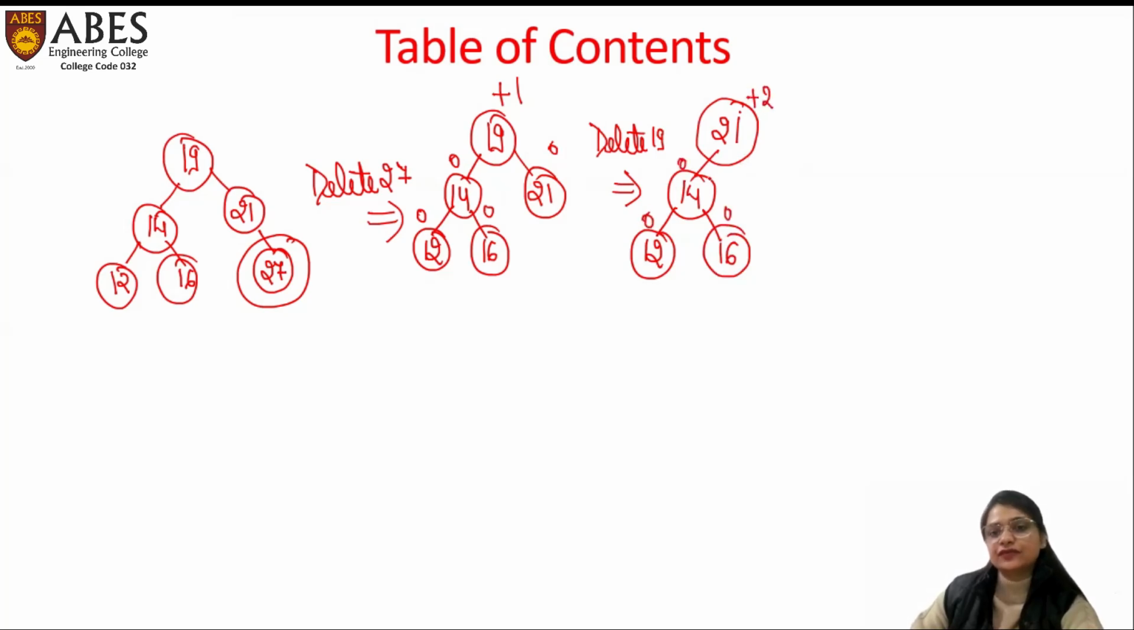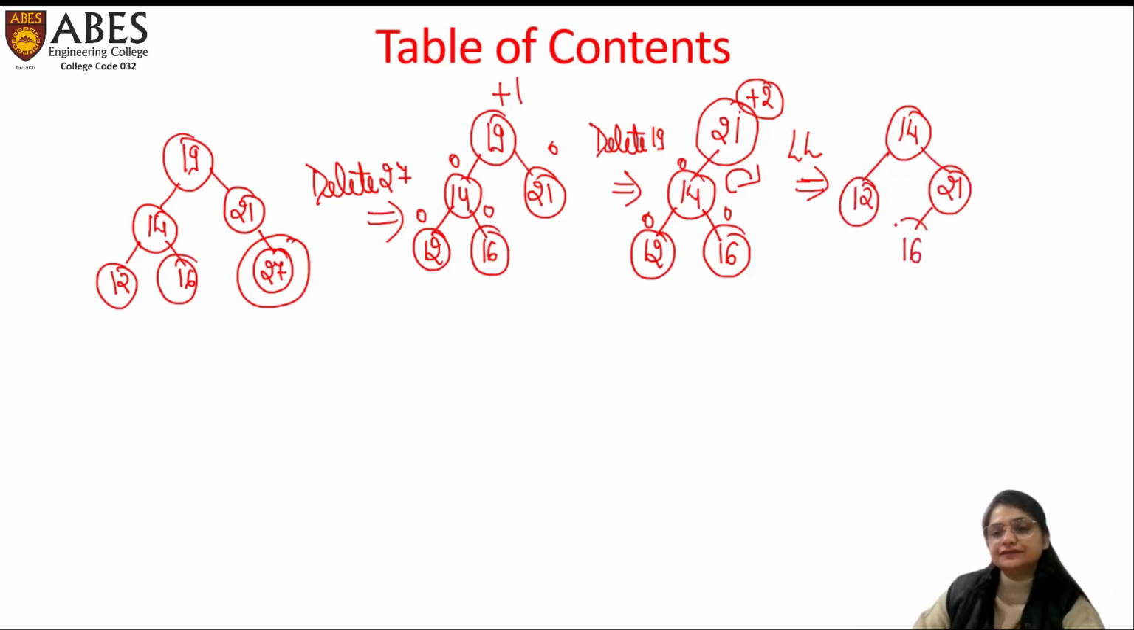It will be +2. If I see +2, it signifies that the left part is heavy. If the left part is heavy, this is an LL rotation, so we have to perform a single right rotation. After performing a single right, it will become like this: 14, 21, 12, and 16 will come here. This was LL rotation in which the left part is heavy. Then 14 will come here, 21 will become the right child of it, 12 was the left child, and 16 will become the left child of 21.